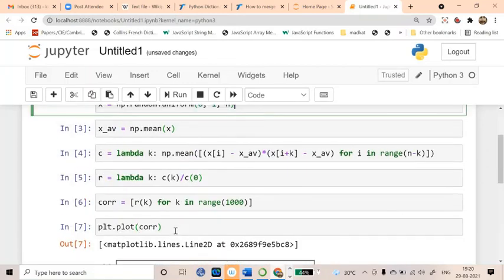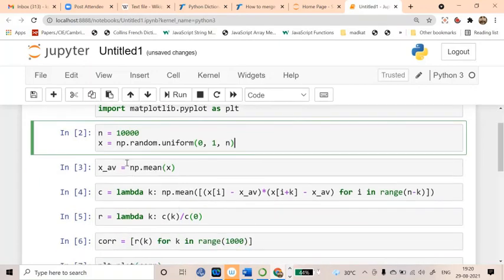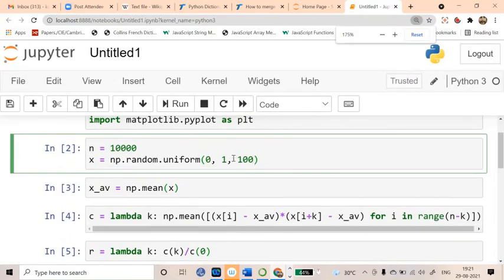Now I can actually check the numbers. For example, I can take 100 random numbers, and I want to repeat these 100 random numbers 100 times to make it 10,000. How do you do that?